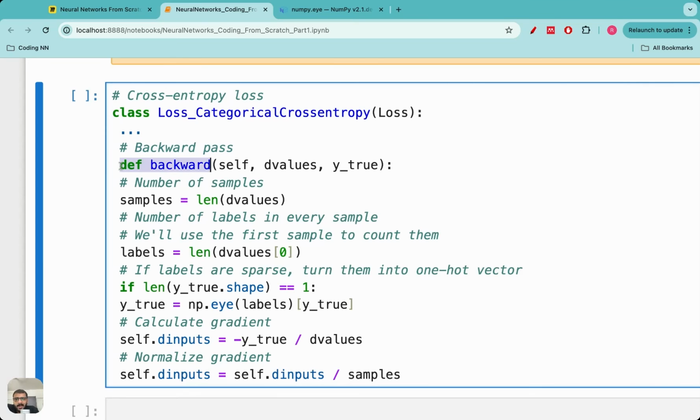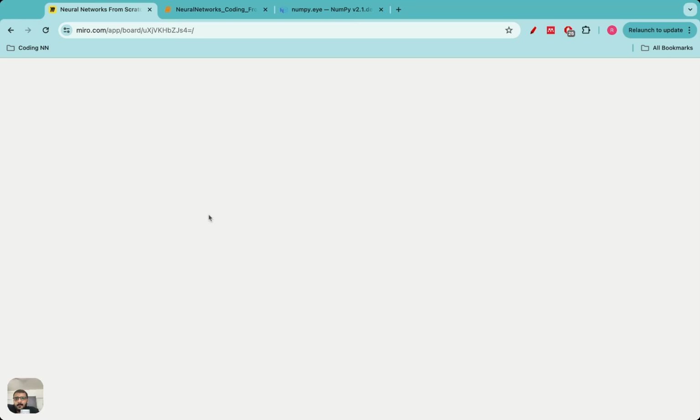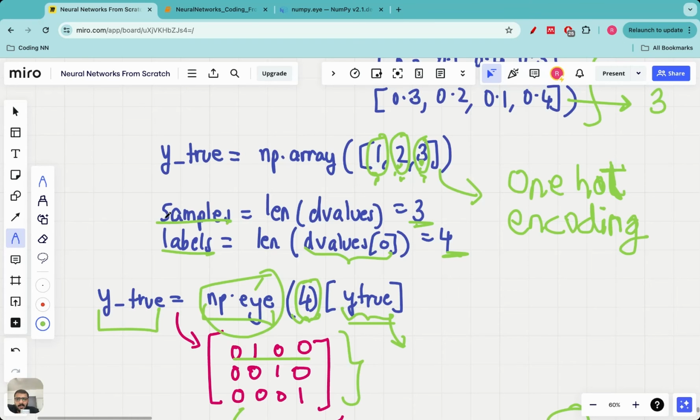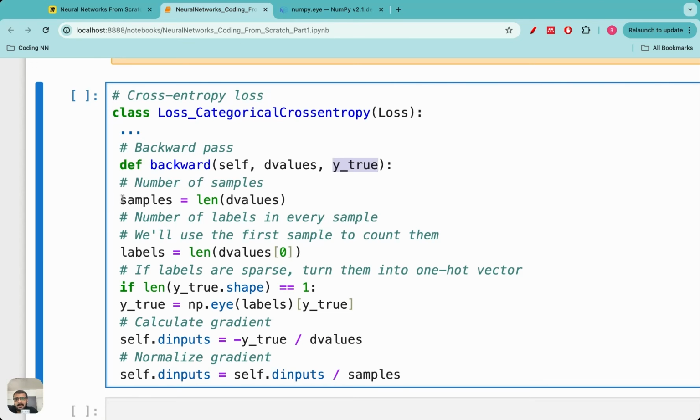So we'll be defining the backward method, and it takes in two arguments. It takes in d values as the first argument, which are the predicted values, and it takes y true as the second argument, which are the true values. As I demonstrated over here, we will need two numbers: the number of samples, which is the length of the d values, and the number of labels, which is the length of the first row of the d values. This is just implemented in code over here. Samples is the length of d values, and labels is the length of the first row of d values.